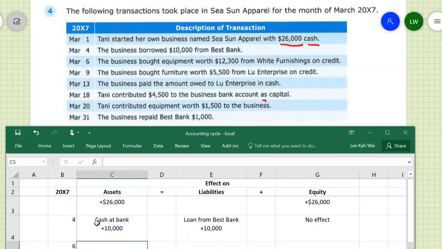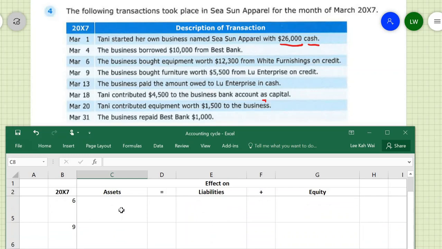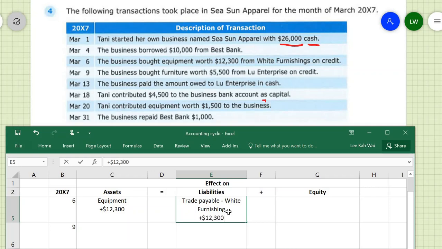Let's look at the next transaction on the 6th. On the 6th, the business bought equipment. So the business acquired an asset known as equipment, so an equipment account, and the amount is $12,000. This equipment was bought on credit from White Furnishing. So it is actually a lending of monies by White Furnishing to the business to acquire this equipment. So this account is known as a trade payable account, and we need to identify who the trade payable is. In this case, it is White Furnishing. The amount owing is increased by the same amount of $12,000. And because the owner had nothing to do with this transaction, there's no effect on equity.